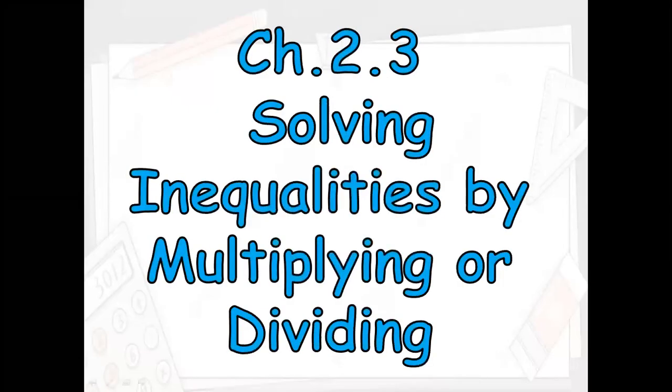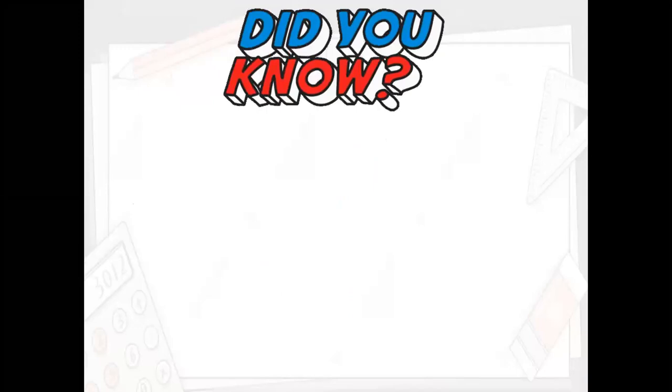Hi all, this lesson is going to be lesson 3 of chapter 2, solving inequalities by multiplying or dividing. Just as easy as the previous lesson was, the same is going to be with this lesson, because we already know the rules of multiplying and dividing equations. So we are going to do the same, only we are going to replace the equal sign with an inequality sign. Right, so let's get into the lesson.